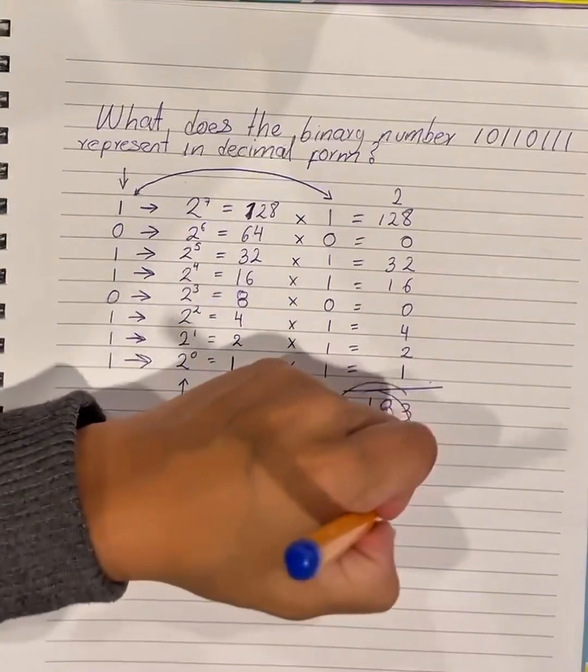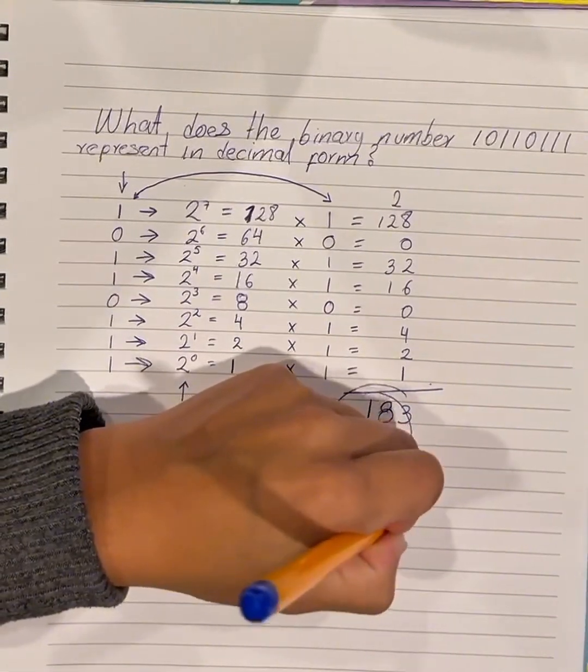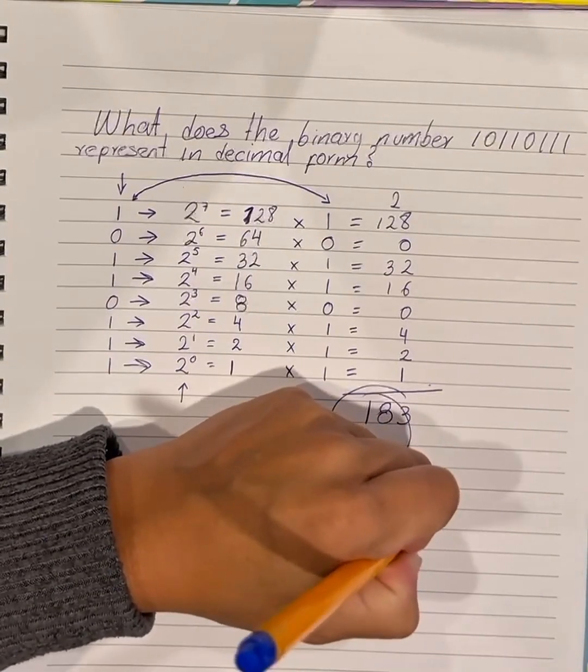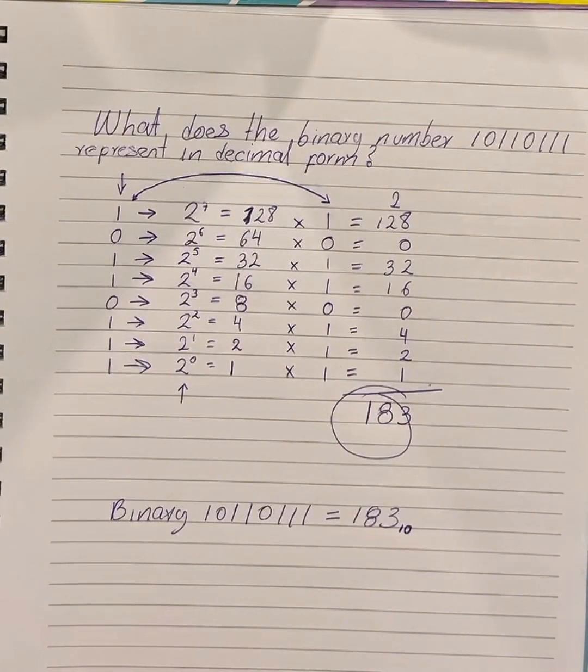Rest in peace, sir. And here I am writing out the binary code and putting equals 183. And then what I'm going to do is tell you that this business has been completed and we can move on with our lives.